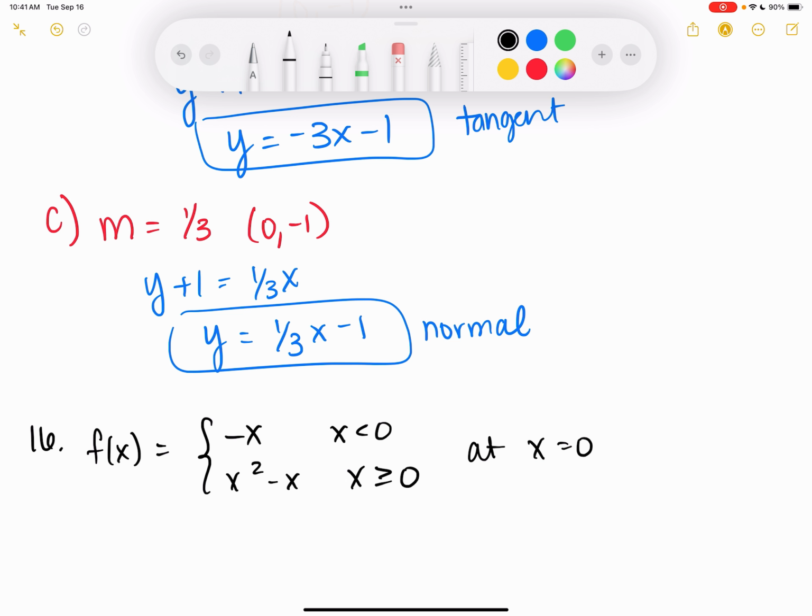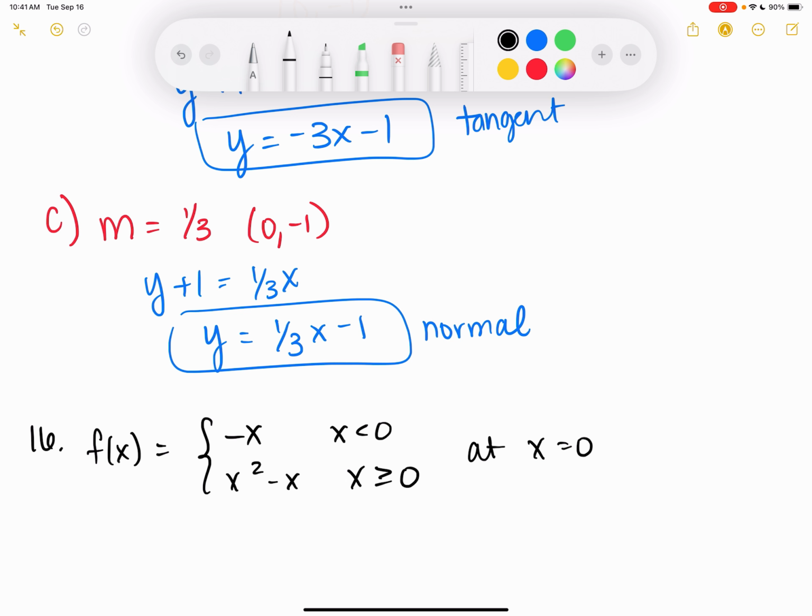So to do that, what we're going to do is take each of these functions individually, like just negative x and then just x squared minus x. And we're going to see, when I run the limit using that definition formula that I gave you at the beginning, if I do that, are the values equal to each other? If they're equal, then it has a tangent. If they're not equal, then they don't, basically.